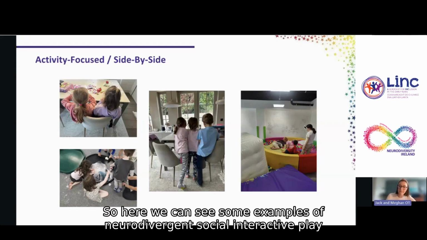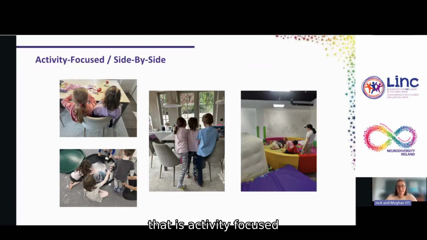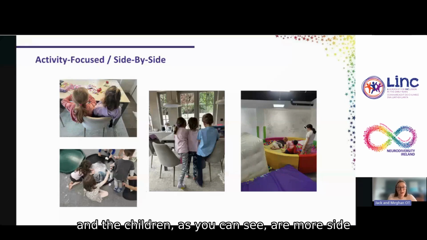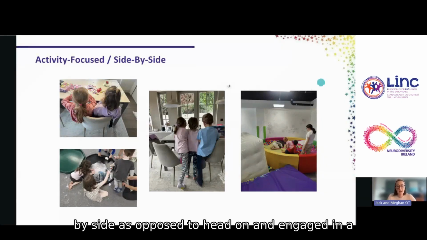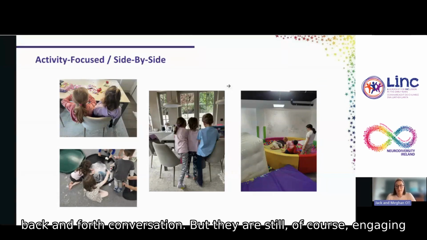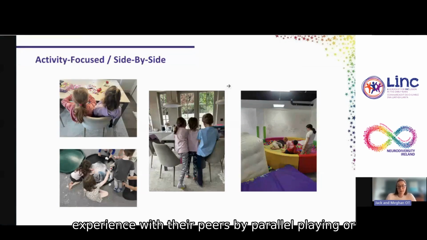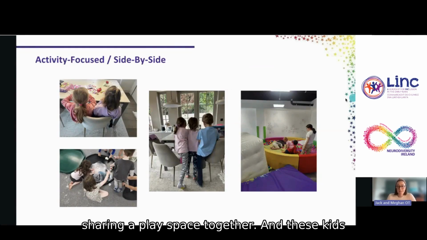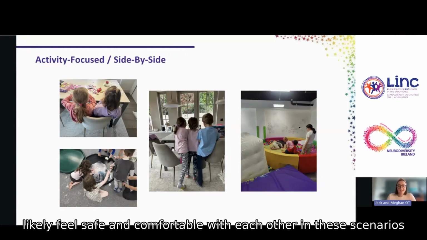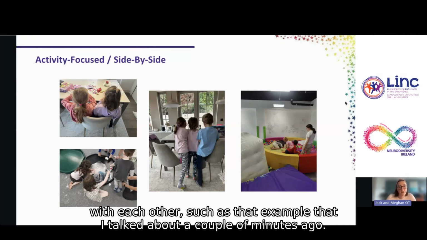So here we can see some examples of neurodivergent social interactive play that is activity focused, and the children, as you can see, are more side by side as opposed to head on and engaged in a back and forth conversation. But they are still, of course, engaging in a meaningful social experience with their peers by parallel playing or sharing a play space together. These kids likely feel safe and comfortable with each other in these scenarios, and therefore feel connected with each other, such as that example that I talked about a couple of minutes ago.